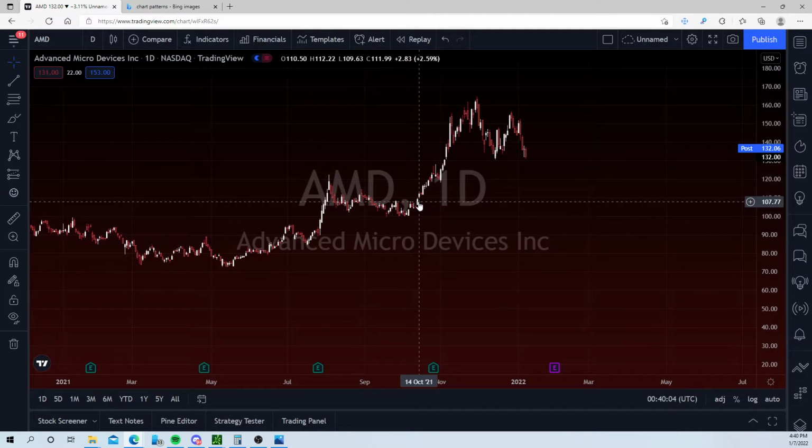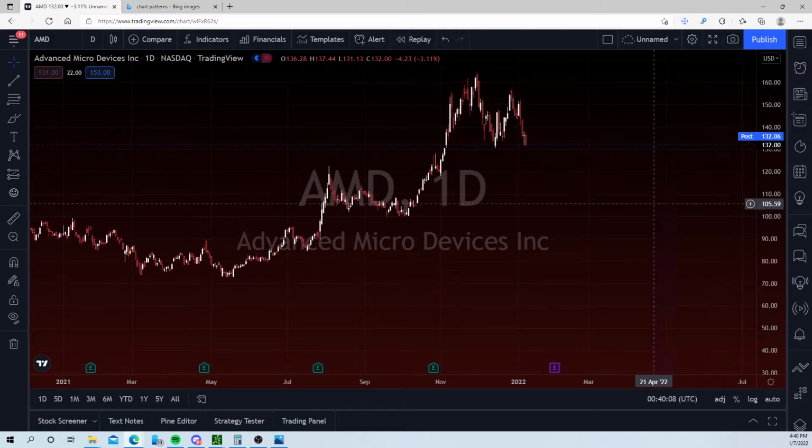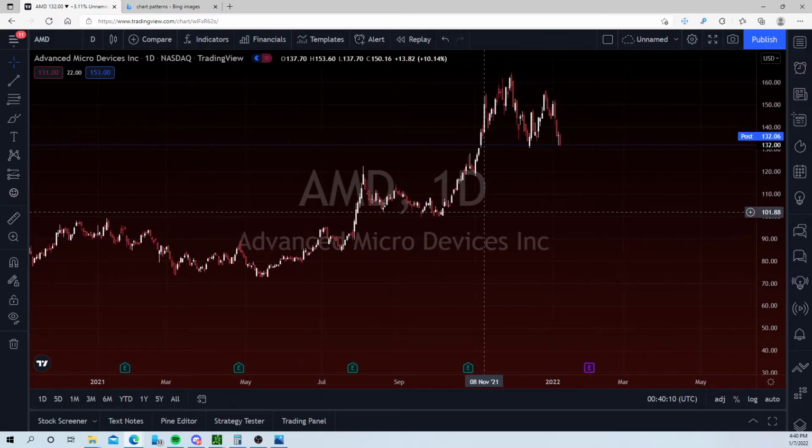Oh, what the fuck, man? I'm over here studying. You're able to see visually everything with no indicators in your charts.